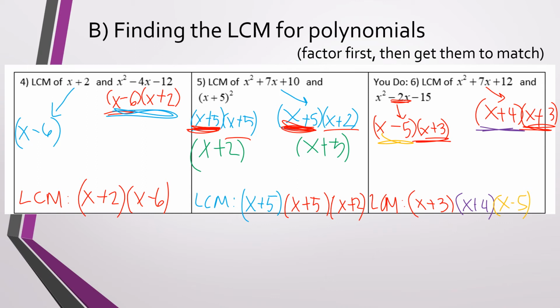My second function here is missing an x plus 4. And my other one is missing an x minus 5. So I would need to multiply those by that to get the LCM.